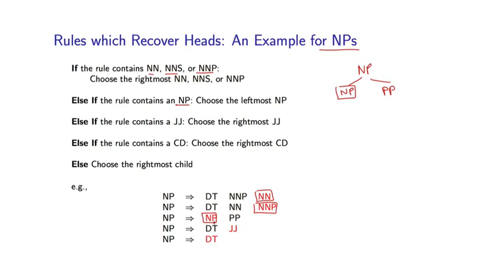Those are by far the most common cases. Most noun phrases, at least in the Wall Street Journal tree bank, have either one of these three categories or a noun phrase on the right-hand side of the rule. But there are some funny corner cases, and so we go through a few of these cases here. If the rule contains a JJ, this is an adjective, choose the rightmost JJ. There are some rather strange noun phrases which don't contain nouns but do contain adjectives. CD is a number. This is something like 100 or 1,000 or something like this. And then finally we just have some default rules saying we choose the rightmost child under the noun phrase.